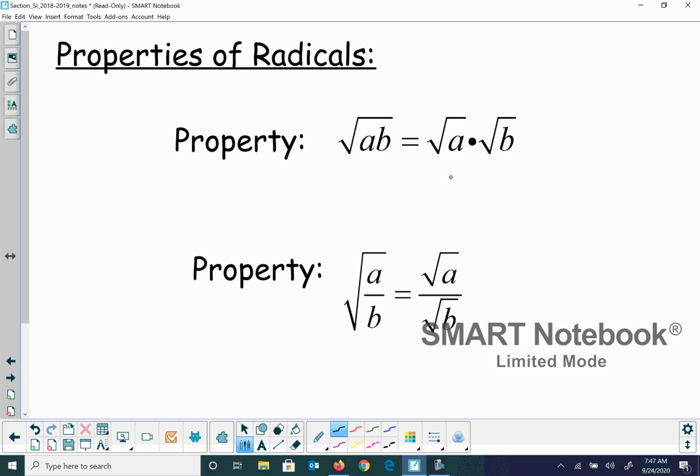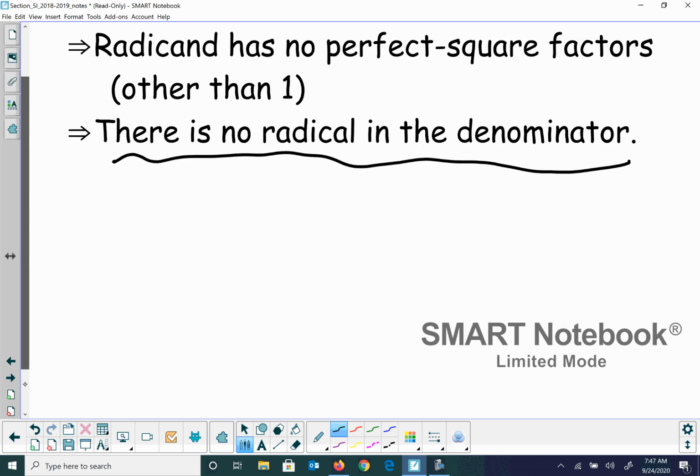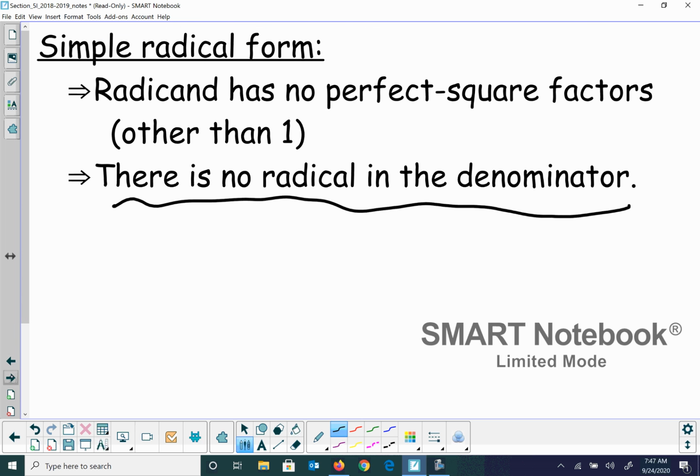You can also start separating them. You can break them apart, or if they're both in a fraction, you can break them apart as well. The radicand has no perfect square factors other than 1. There is no radical in the denominator. So this is kind of a different clue. We don't have to rationalize the denominators all the time, but we'll talk about that a little bit.